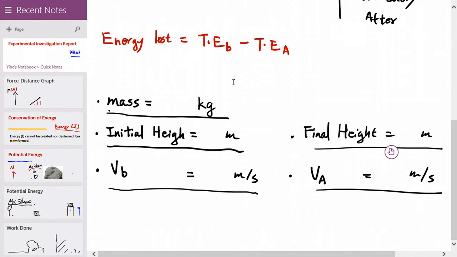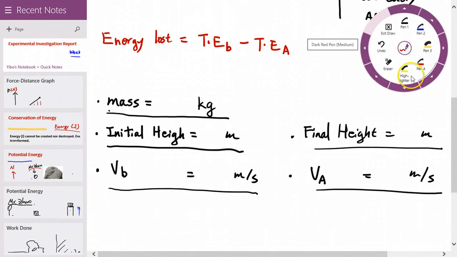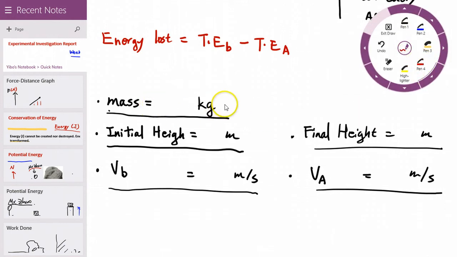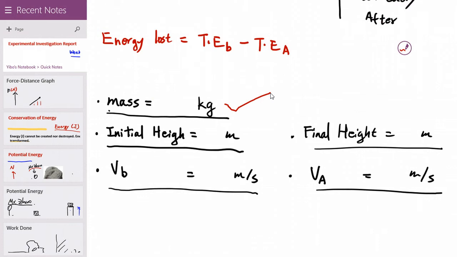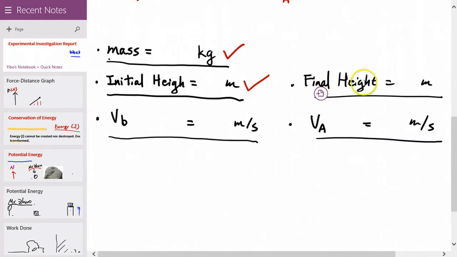Now let's go on to how to measure it. In order to measure mass, it will be easier. Just use a scale, and you're able to measure the mass. The initial height is also easier to measure. It can be done by just using a ruler.